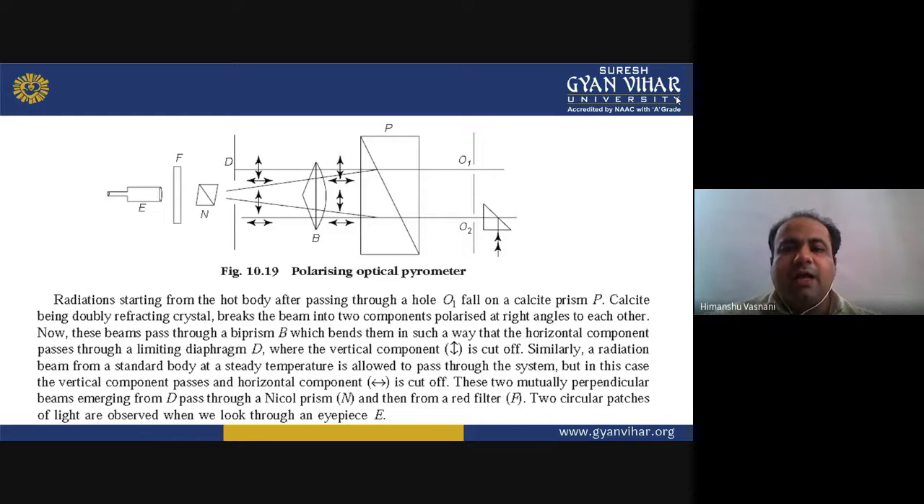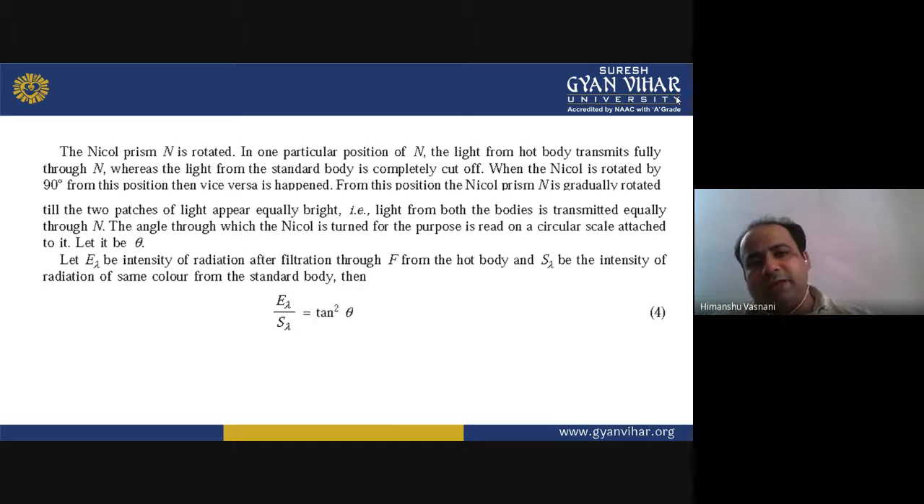These two mutually perpendicular beams emerging from D pass through the Nicol prism N, and then through a red filter F. Two circular patches of light are observed when we look through the eyepiece E. The Nicol prism N is rotated.